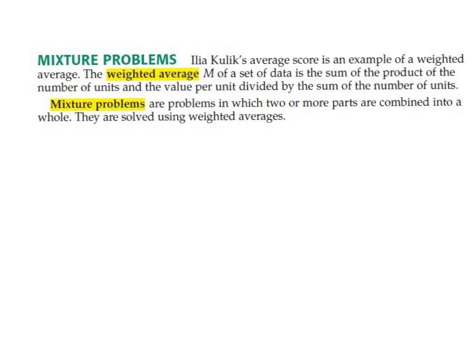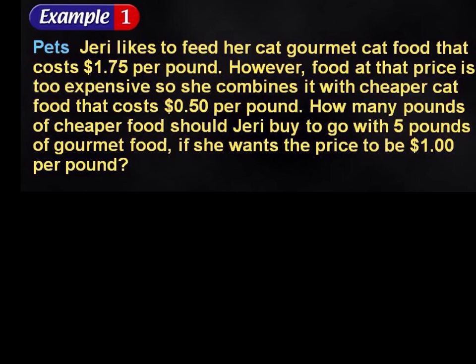Ilya Kilkuk's average score is an example of a weighted average. The weighted average M of a set of data is the sum of the product of the number of units and the value per unit divided by the sum of the number of units. Mixture problems are problems in which two or more parts are combined into a whole. They are solved using weighted averages.